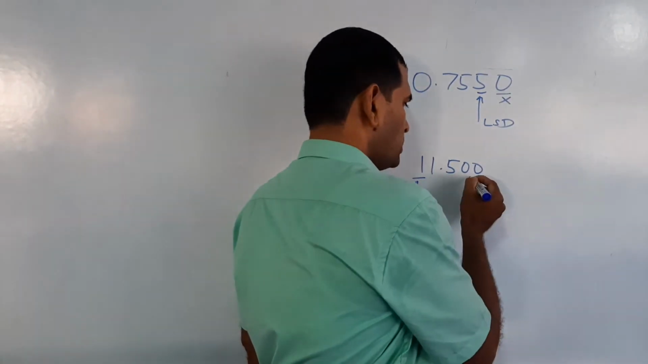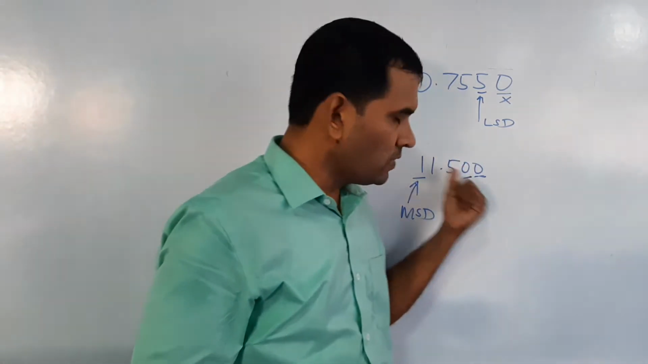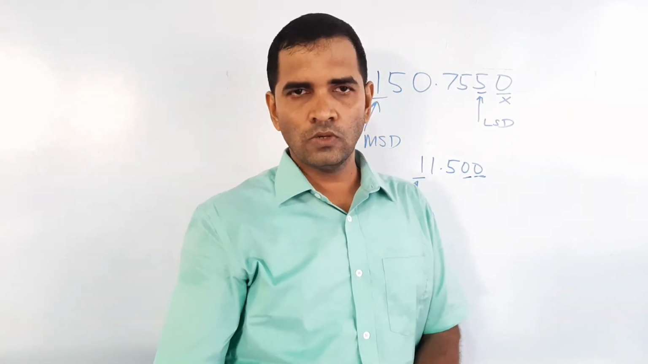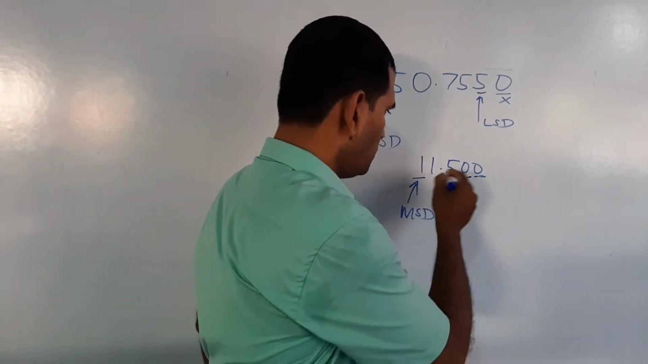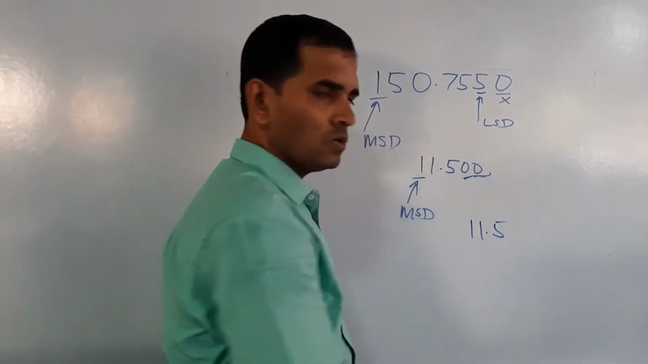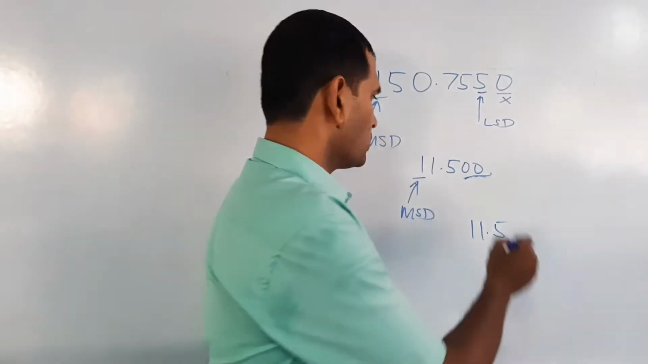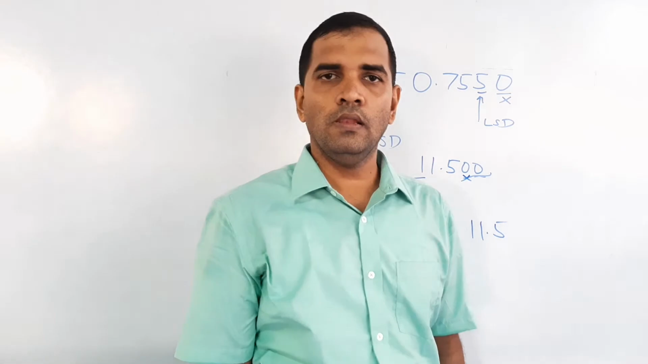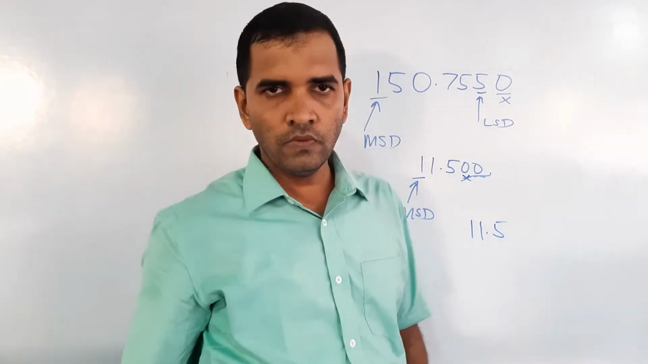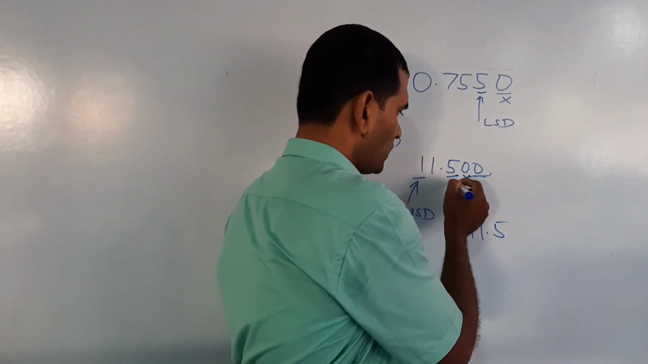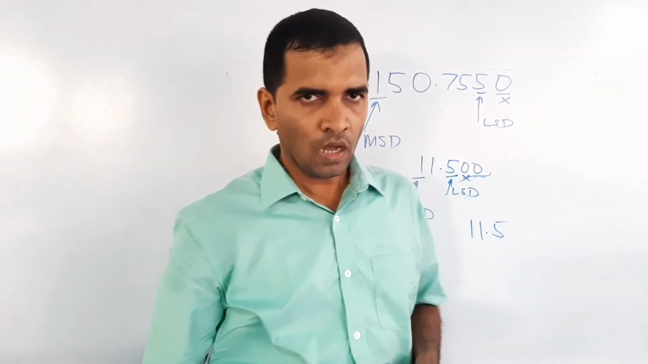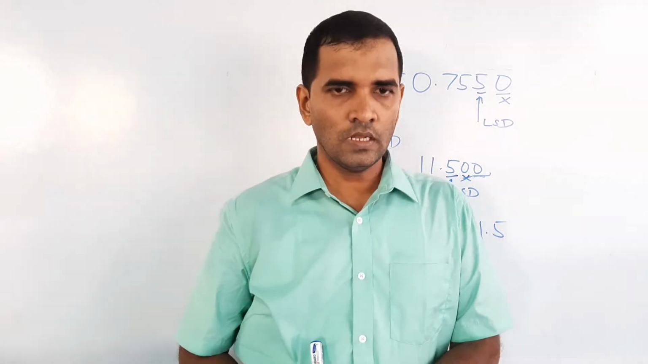So leave it and check the previous digit. Look here, even the previous digit is also zero, right? So even that zero doesn't have any value. You know, 11.500 is always equal to 11.5. These two zeros never have values, right? So even this zero cannot be taken as LSD. So what about LSD here? Again, we have to check the previous digit. So look here, the previous digit is 5. So now it can be taken as LSD, right? So this is how we identify MSD and LSD, right?